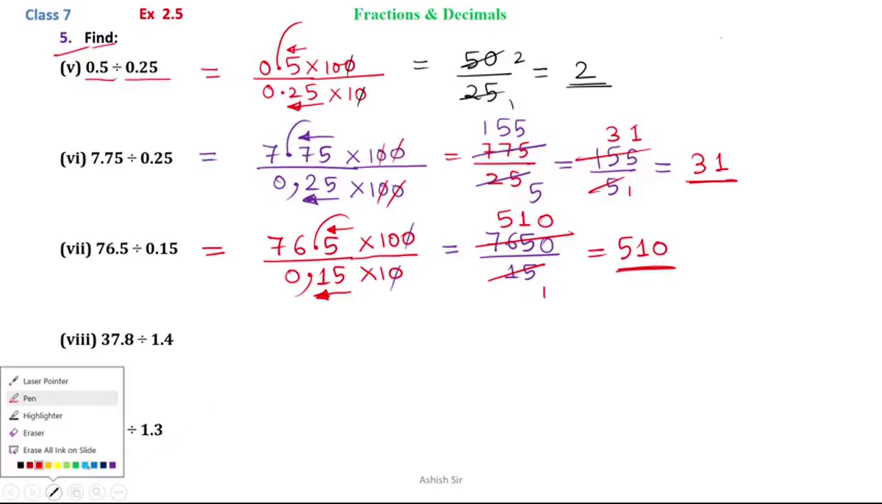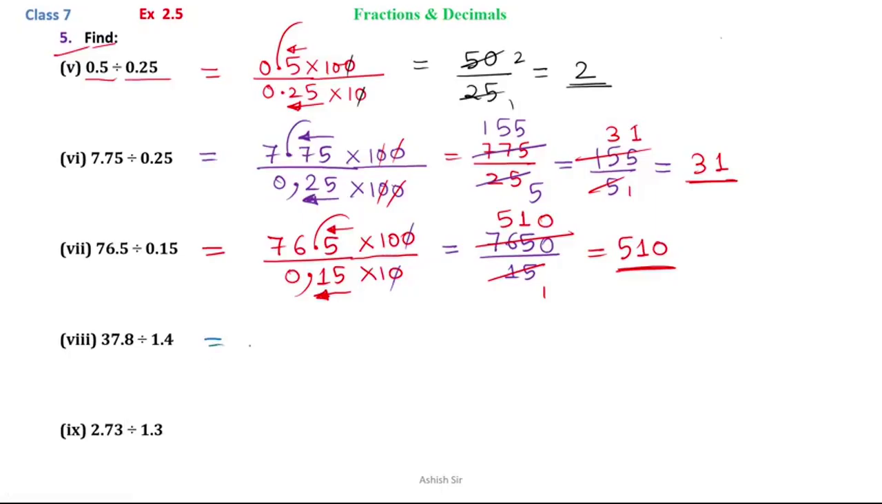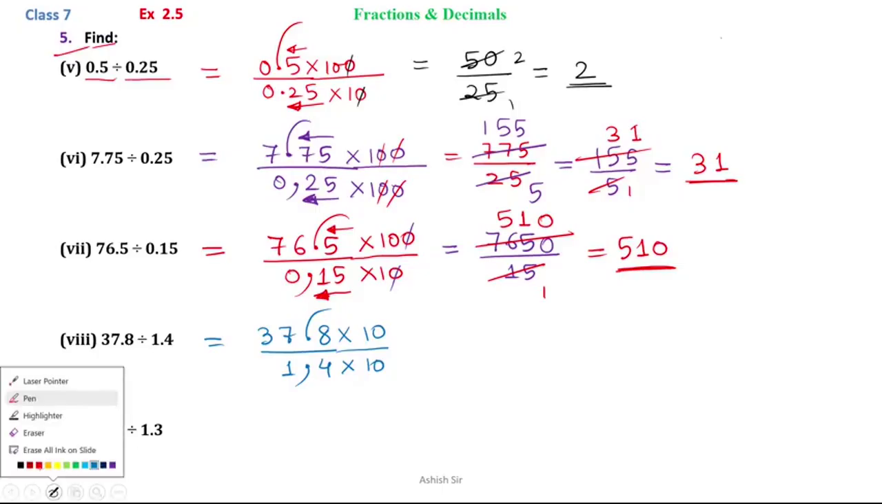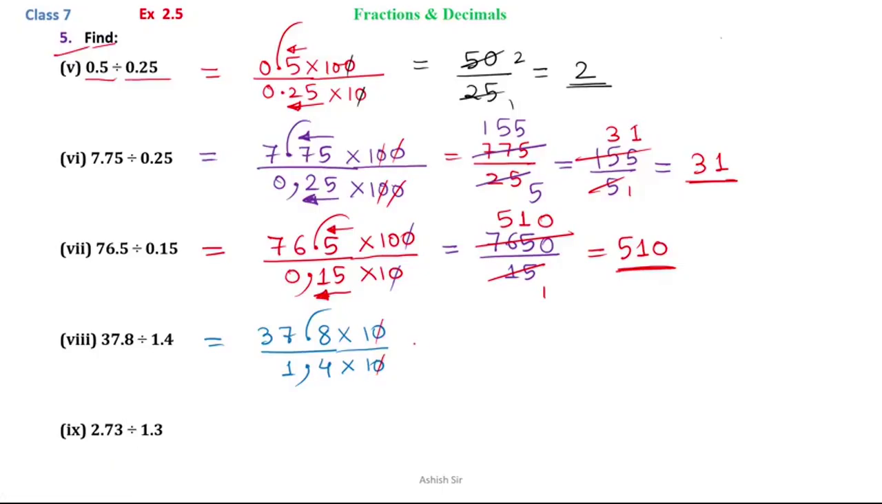Moving on to the next part. Next part is 37.8 divided by 1.4. So from the numerator, if you remove the decimal point, you will place a 10 here in the denominator. From the denominator, when you remove the point, you will place a 10 in the numerator. Now you can cancel 0 with 0. What you will get is 378 divided by 1414.